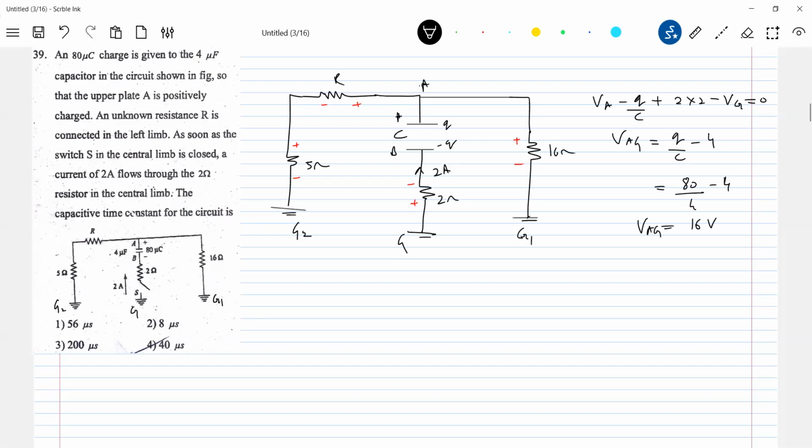So that VAG should be equal to VAG1, because they're parallel. So therefore we know VAG1. So can we get an expression for this current, say I1?